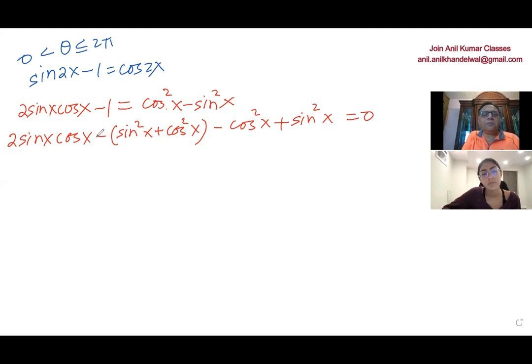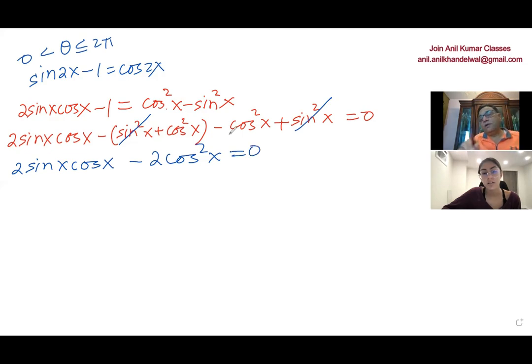Now here you see minus sin square x and plus sin square x will cancel. And cos squared x will double up and become minus 2 cos squared x. So we have 2 sin x cos x minus 2 cos square x. Do you see that? So we got rid of the 1. The problem was that because of that 1, we were not able to factor it. So it is very important to split it as I did so that you could now factor.